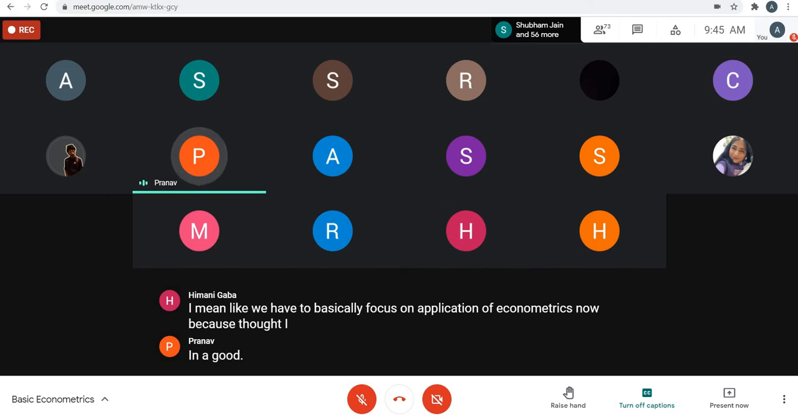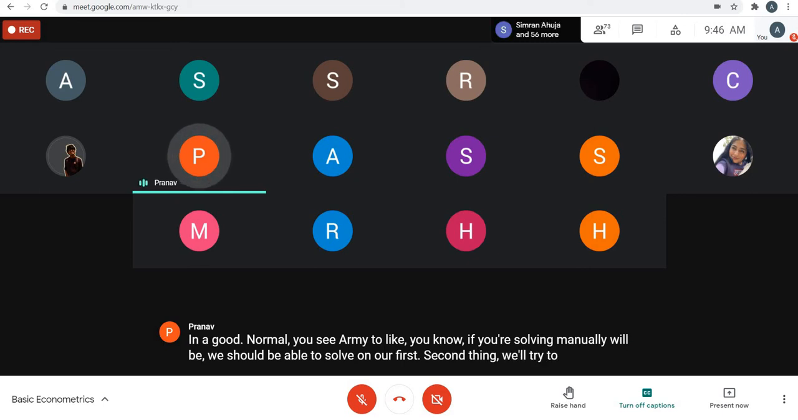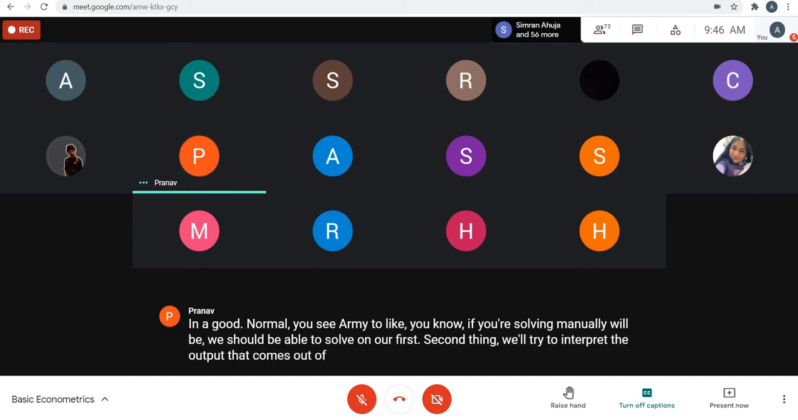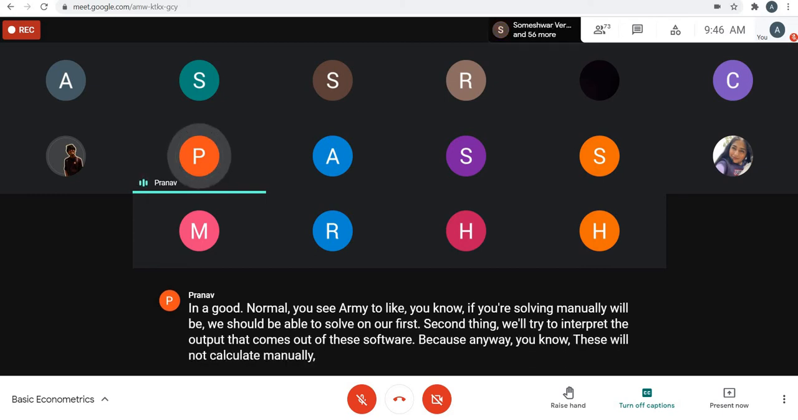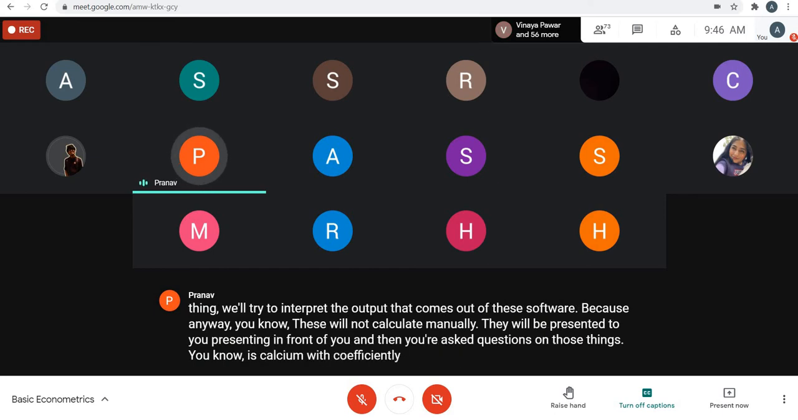No. You see, R में एक तो like if you're solving manually, we should be able to solve it on R first thing. Second thing, we'll try to interpret the output that comes out of these software. Because anyway, you will not calculate these manually. They will be presented in front of you, and then you are asked questions on those things. इसका क्या मतलब है, coefficient का क्या मतलब है, coefficient insignificant है significant. These are things that will be required.